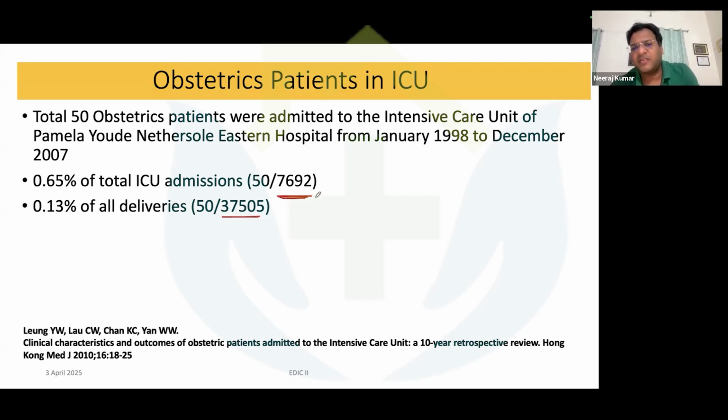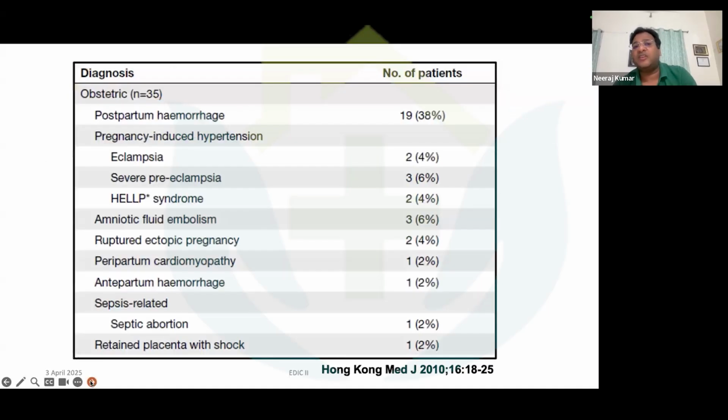Out of these 7692 patients, 50 patients were admitted because of obstetric conditions, and these 50 obstetric patients were admitted to the Pamela Youde Nethersole Eastern Hospital. Okay. Now you see how these incidences change. They plotted another finding: out of these 50, 35 patients were admitted to the ICU because of obstetric causes, and the remaining 15 patients because of non-obstetric causes.